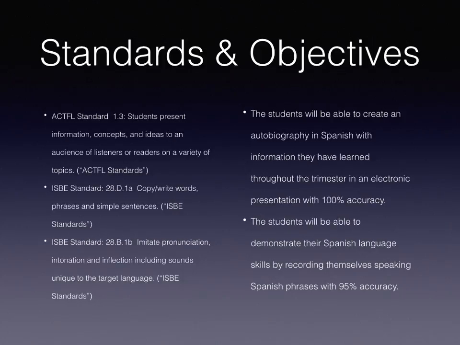So they're going to talk about themselves. I also included things like they're going to say in the autobiography what the weather is like during this season that we're in right now, or during your birthday season. So a variety of topics, again, using the information that they've already learned over the past 12 weeks. As far as ISB goes, they are copying, writing words, phrases, and simple sentences. That's all that they're able to do right now. When they're working on the project, they're going to be able to use their resources to write those things down.